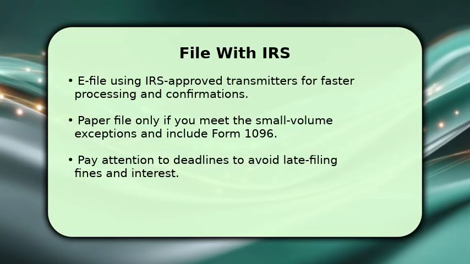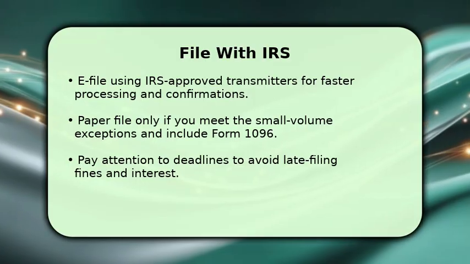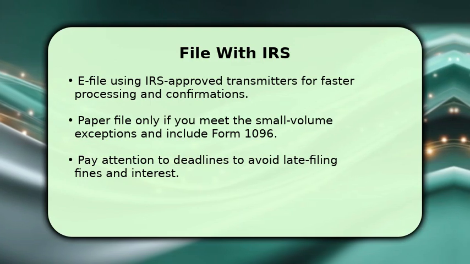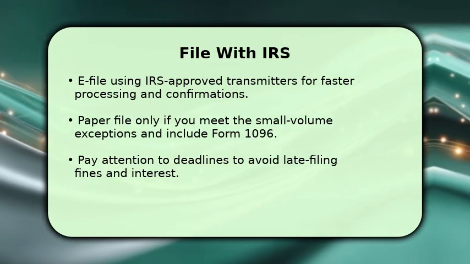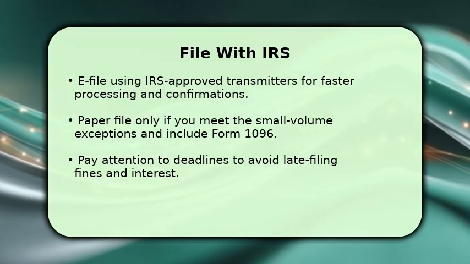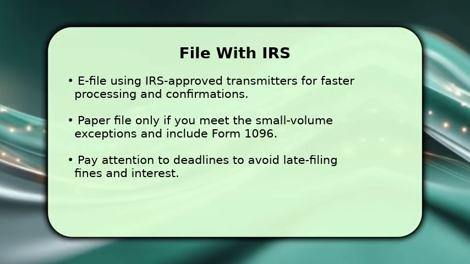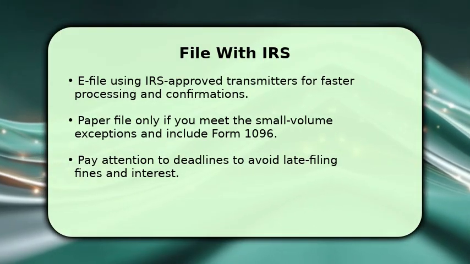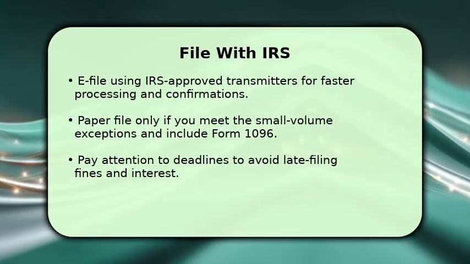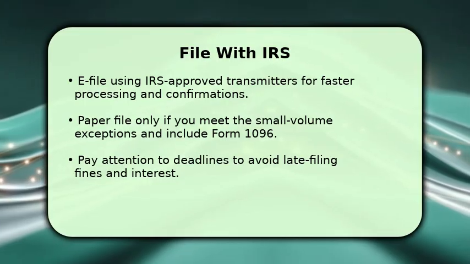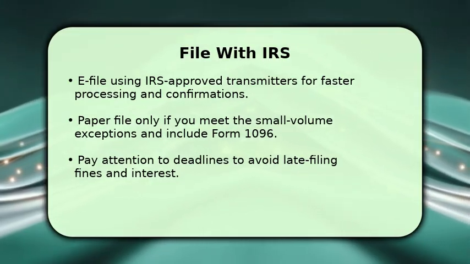Choose electronic filing with an IRS-approved transmitter when possible, because it reduces errors and gives confirmation receipts. If filing by paper, mail copy along with Form 1096 to the correct IRS address based on your location. Track submission confirmations or certified mail receipts to document timely filing. Address any rejections immediately and submit corrected forms without delay to limit penalties and ensure compliance.